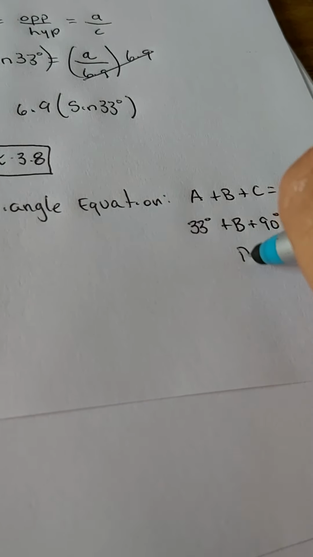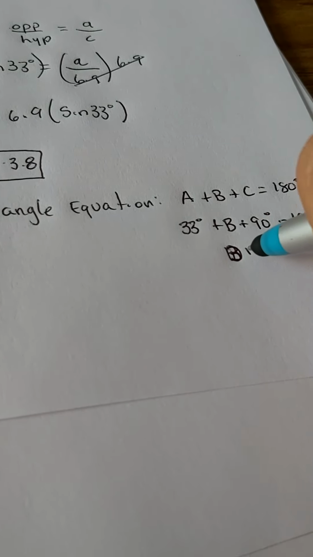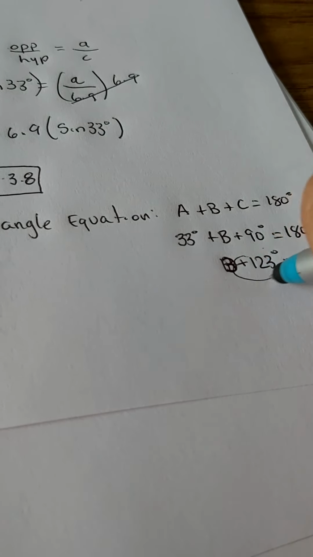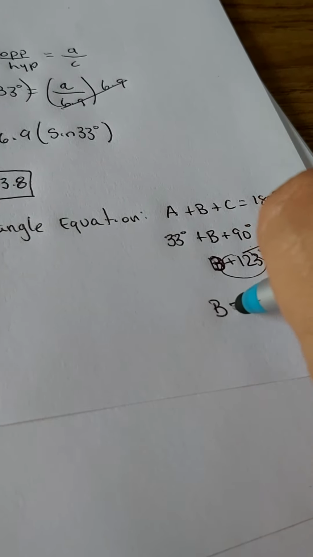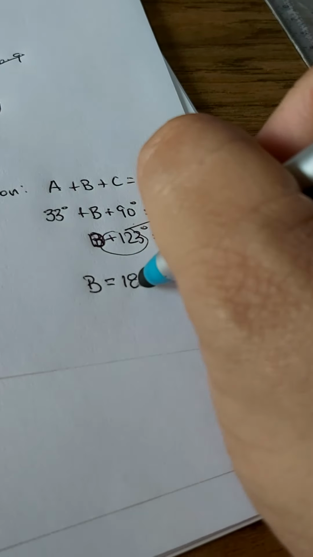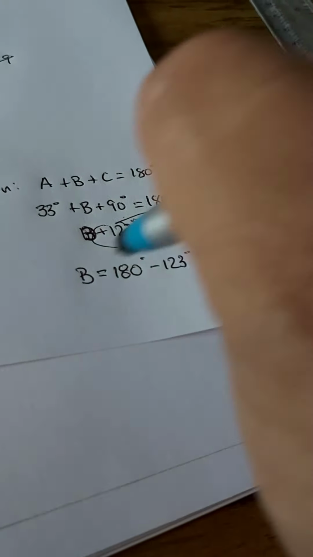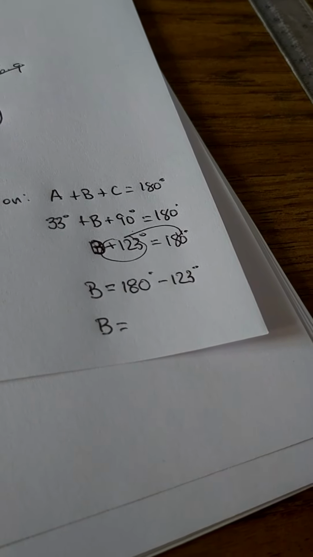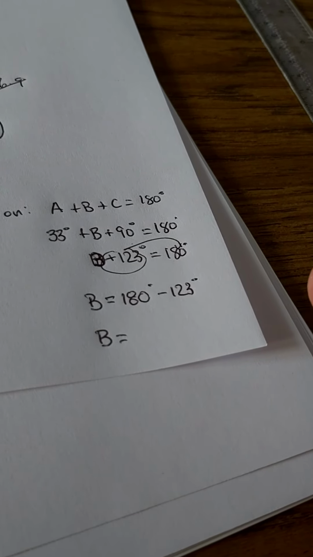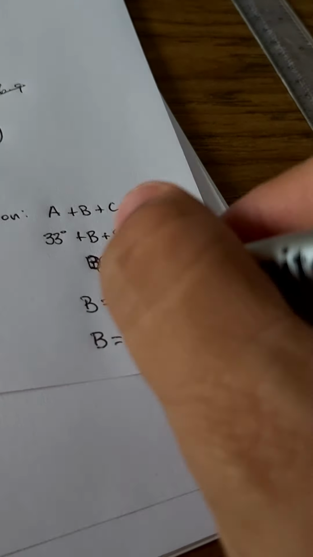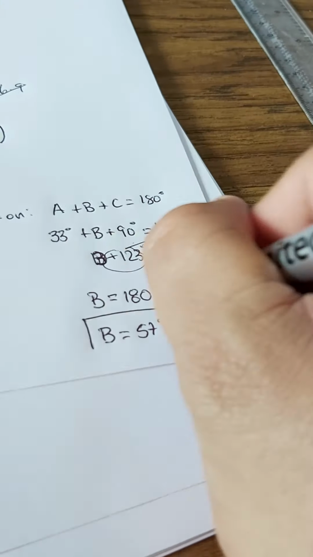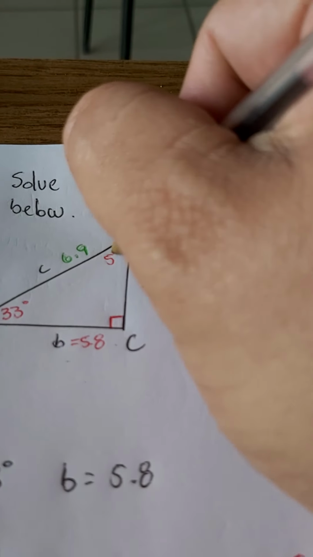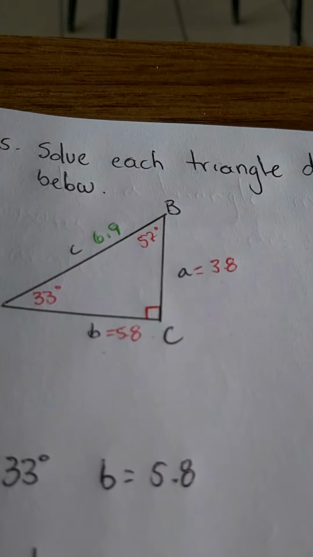33 plus 90 is 123, so B plus 123 degrees equals 180. We leave B by itself, so we get B equals 180 minus 123 degrees. So B equals 57. No, pardon. B equals, yes, 57 degrees. So angle B is 57 degrees. And now our triangle is solved.